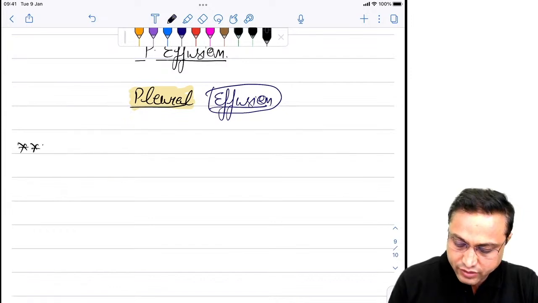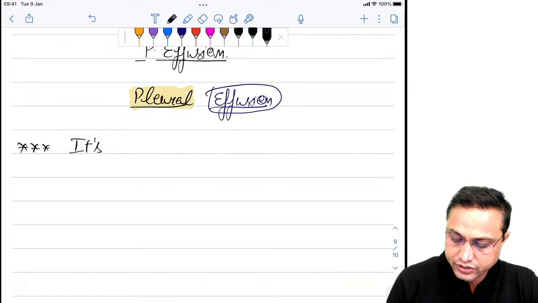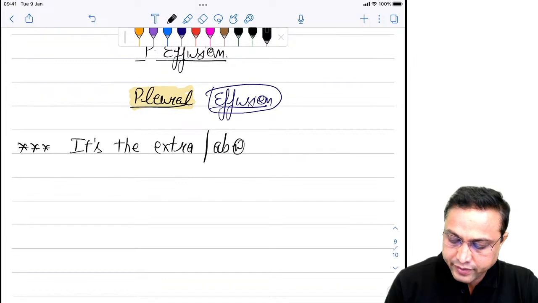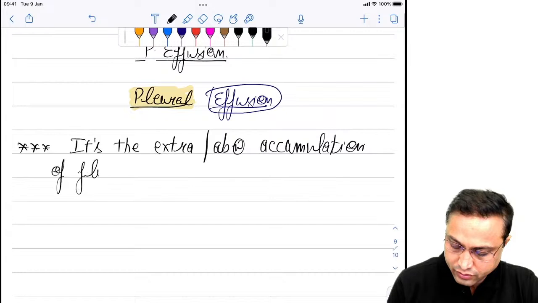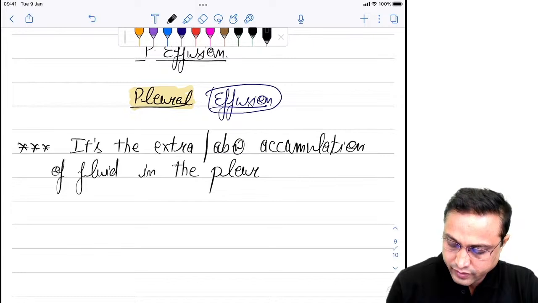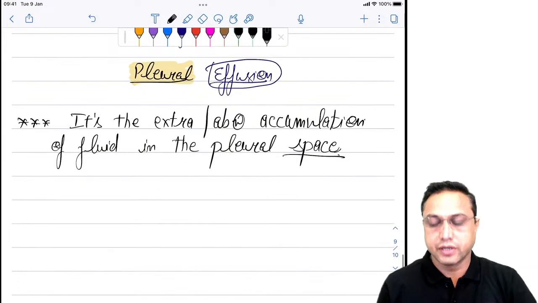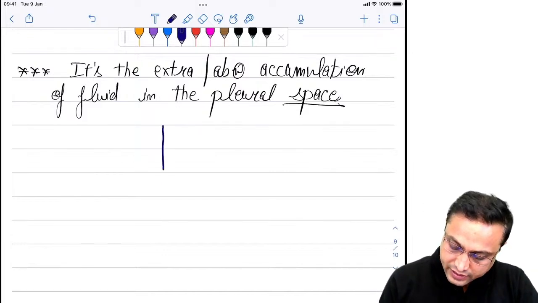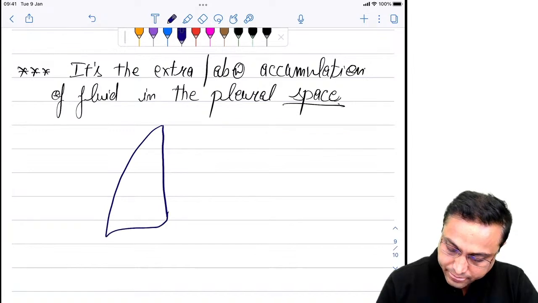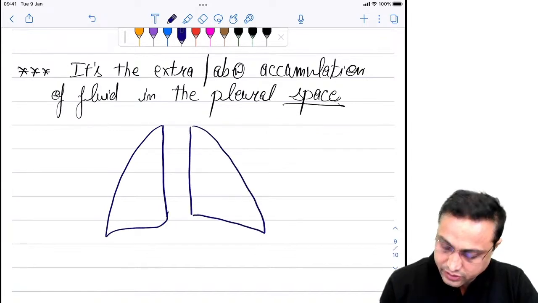By definition, first of all, we have to understand that it's the extra, or you can also say abnormal, accumulation or collection of fluid in the pleural spaces. Now I'm going to give you an explanation of this line in a diagram. Let's understand this. Suppose this is a lung, right beta? This is going to be a lung.